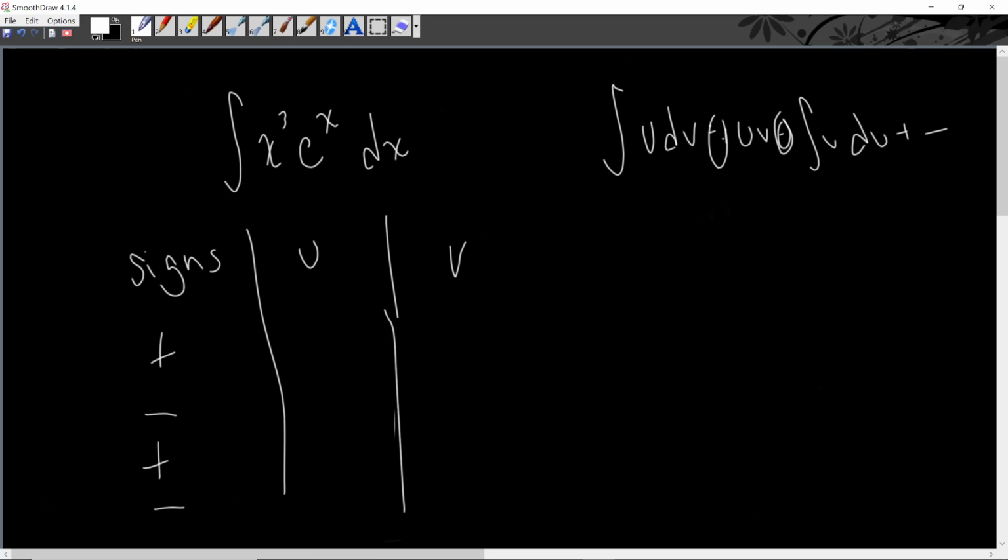Now, let's talk about why this works. Let me do it real quick. When we have u, we're going to have to differentiate u. So, which one of these is easier to differentiate? Arguably, it's e to the power of x, but e to the power of x is definitely much easier to integrate than x to the power of 3.